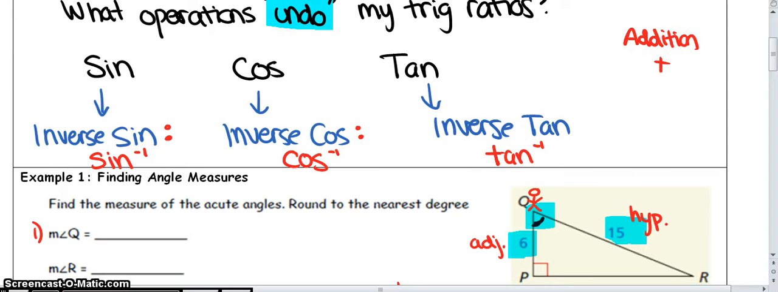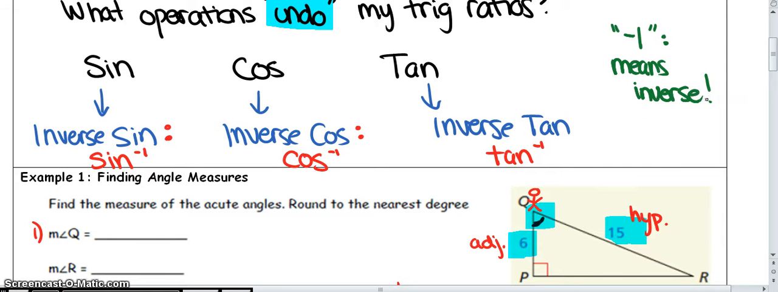I'm going to write that down here as well. You don't have to write the addition thing; I was just giving an example. That little -1 symbol is the universal math symbol meaning inverse. You'll see this a lot in Algebra 2. If you see this button on your calculator, that means x inverse, not x -1. So this is inverse sine, inverse cosine, inverse tangent.